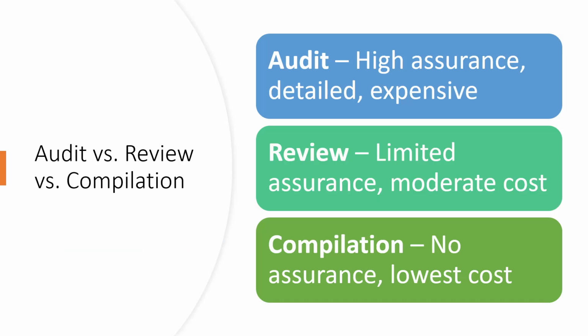It's important to understand the difference between an audit, a review, and a compilation. The audit provides the highest assurance and is the most detailed, but also most expensive approach. A review offers limited assurance at a moderate cost. A compilation provides no assurance, is generally conducted in-house, and is least formal. Choose the right option based on your funder requirements and organizational needs.